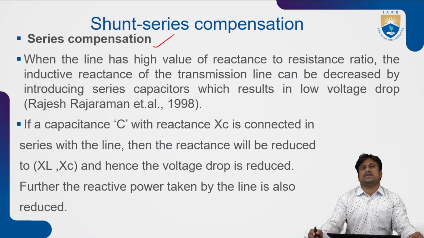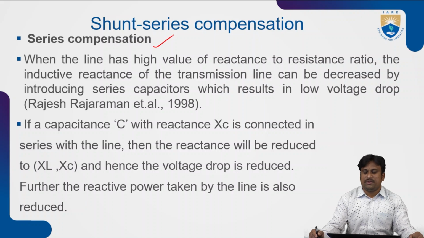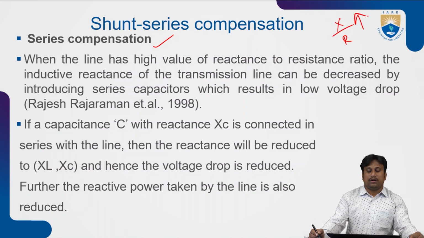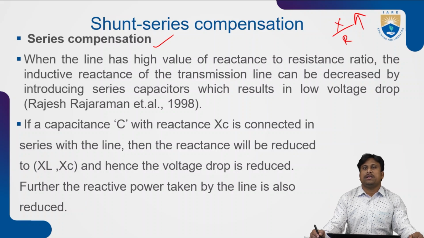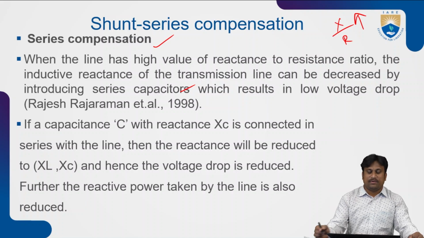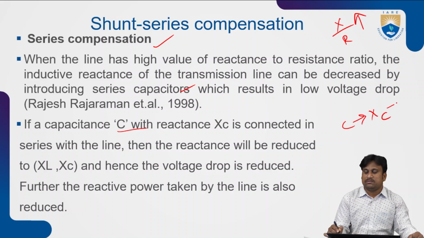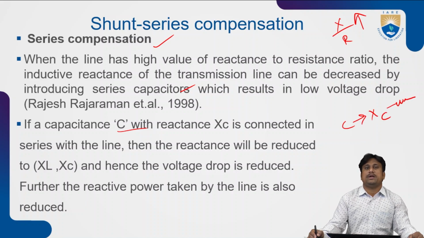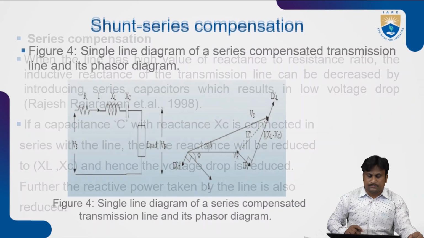So here series compensation is introduced, when the line has a high reactance to resistance ratio, that means X by R is high. So the inductive reactance of the transmission line can be decreased by introducing series capacitors, which may result in low voltage drop. If a capacitance with reactance XC is connected in series with the line, the reactance will be reduced to XL minus XC. Due to this, the voltage drop is reduced, and furthermore the reactive power taken by the line is also reduced.